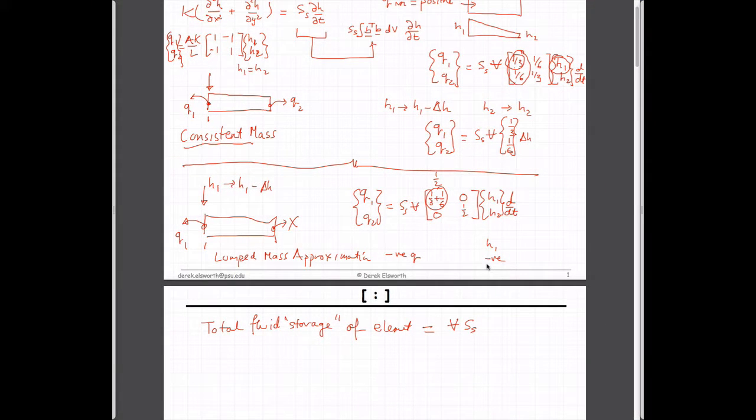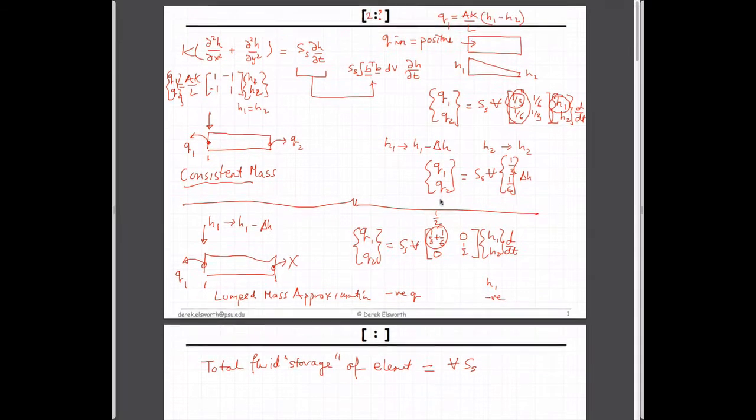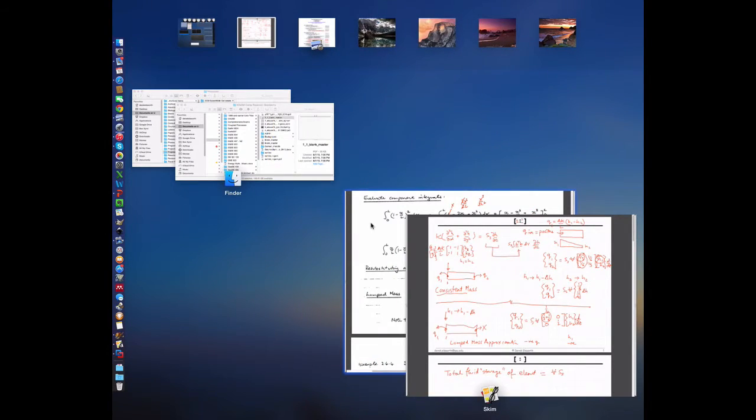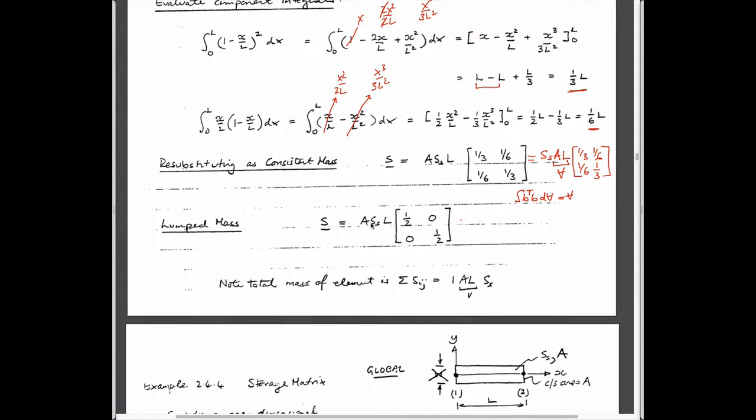What we'll find out is that there are some advantages of having a matrix which has only terms on the leading diagonal, because it makes some of the calculations much easier to do. And it actually makes them somewhat more stable, as it turns out. So not only is it simpler to do, actually the results sometimes are better. Okay? So that's what this lumped mass is here.